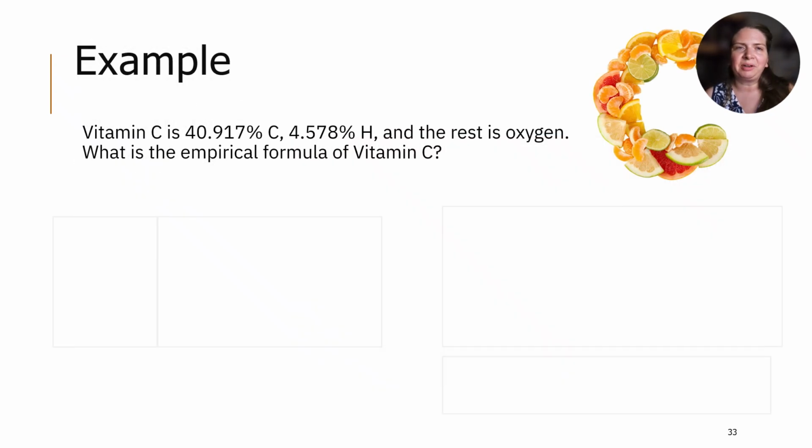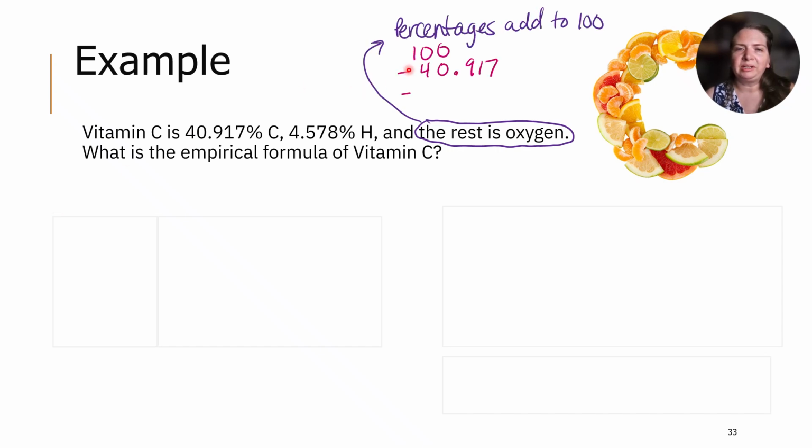Here is another example problem. Vitamin C is 40.917% carbon, 4.578% hydrogen, and the remainder is oxygen. Because percentages must add to 100%, we can calculate the percent of oxygen by subtracting from 100. 100 minus 40.917 minus 4.578 gives us 54.505% oxygen.